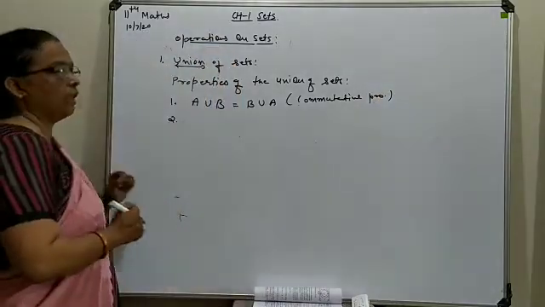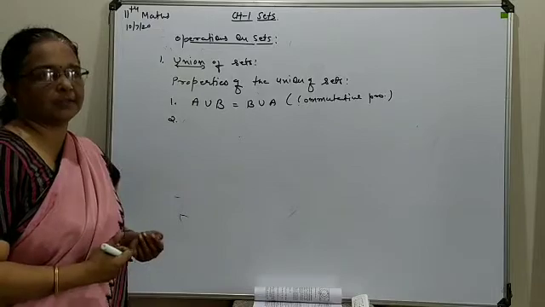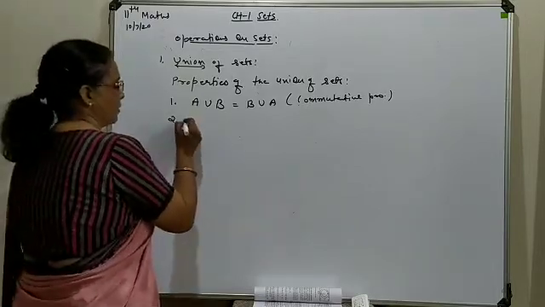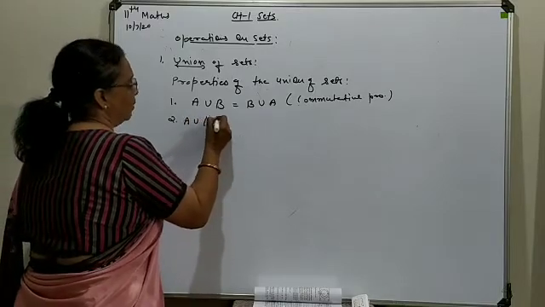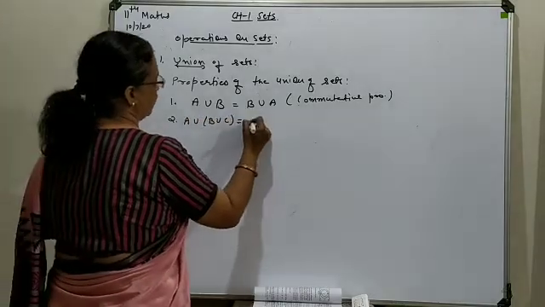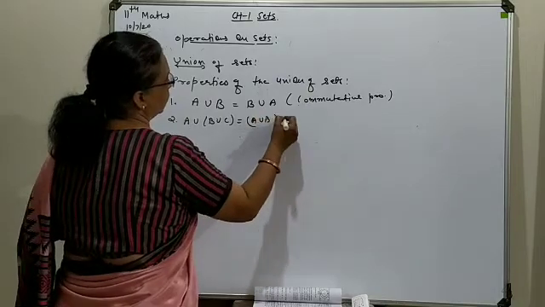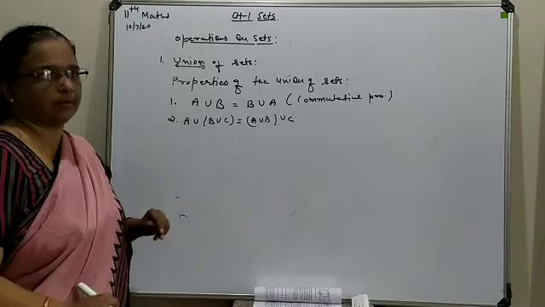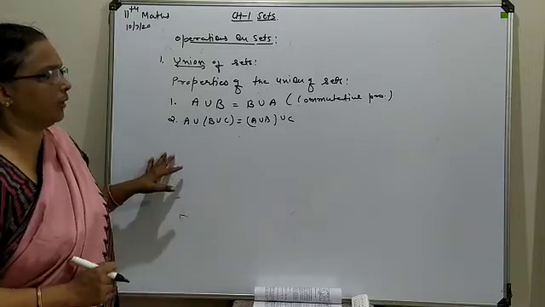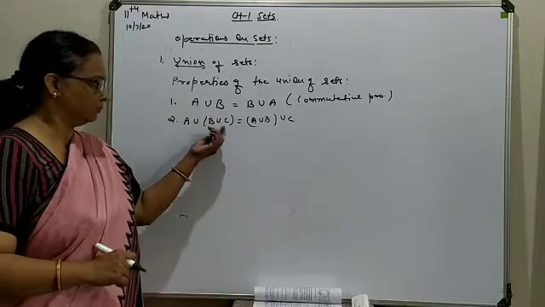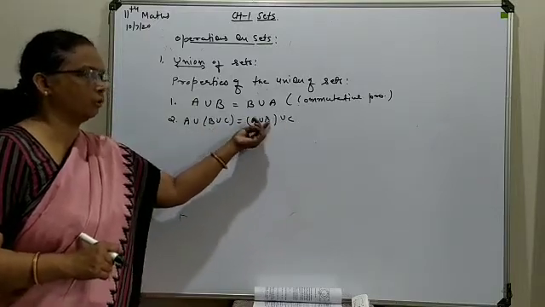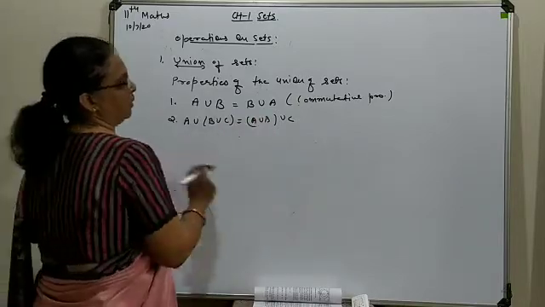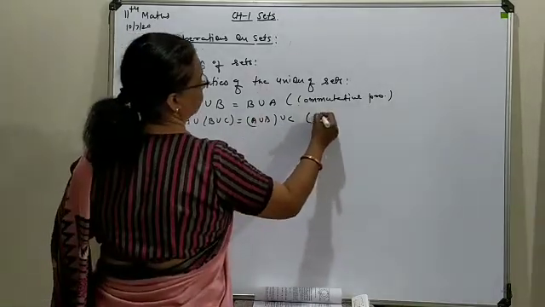Next, if in three sets we write a union form, it is written as A union B union C. It will be the same as A union B union C regardless of grouping. So among three sets, if we operate a union, the result is the same even if we exchange the positions of the sets. This property is called the associative law.